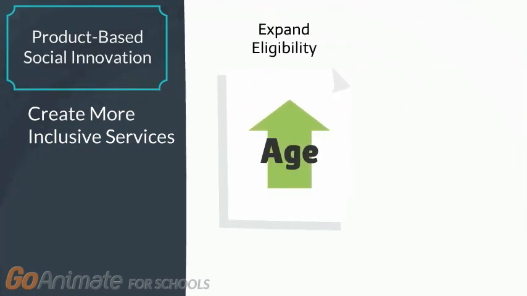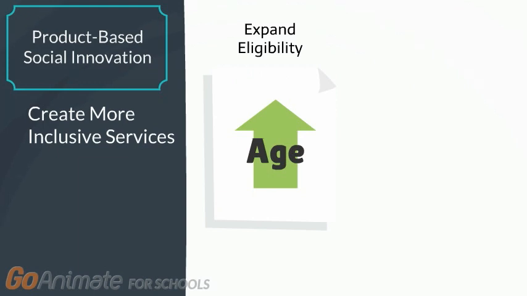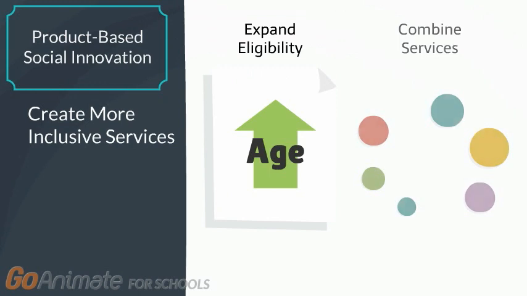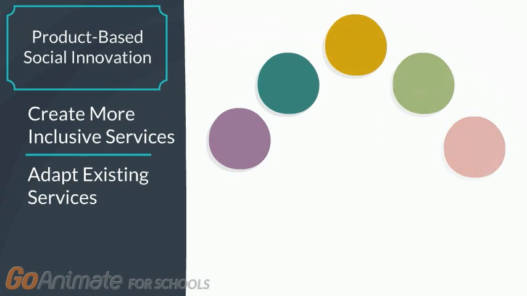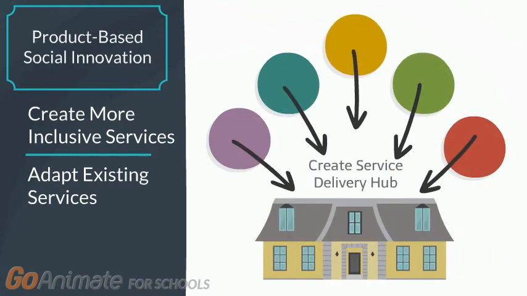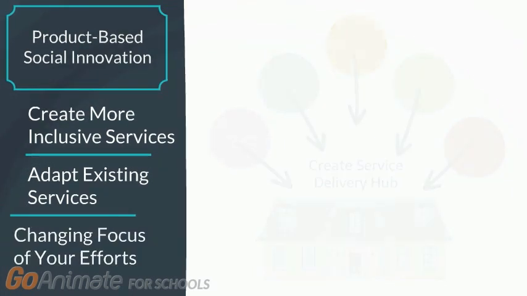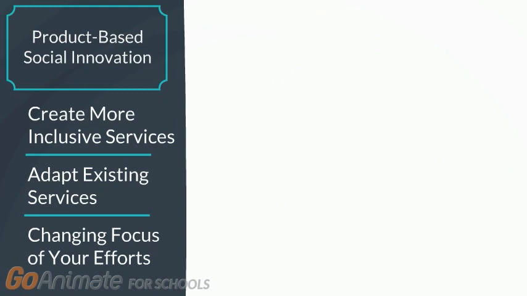For example, you could work to increase the age threshold of your programming beyond a funder-specified limit, or combine multiple services to facilitate inclusion of a higher needs group. You could also adapt existing programming to enhance client outcomes. You might incorporate new intervention models into existing services, or bring multiple supports to a single location to create a service delivery hub.